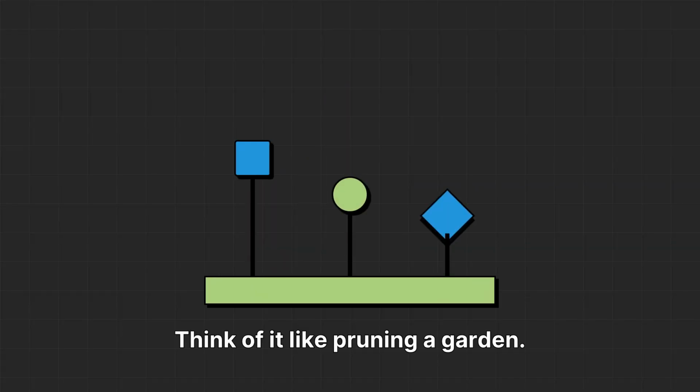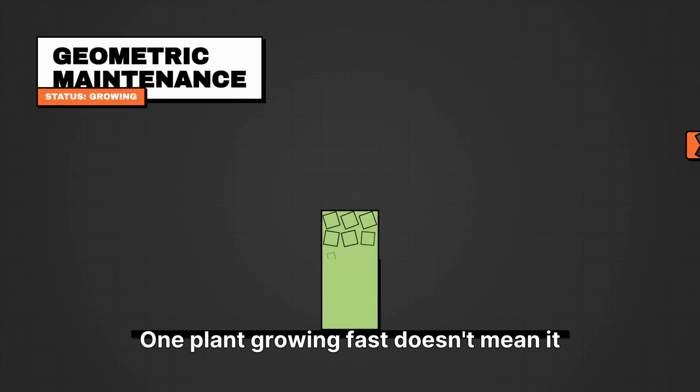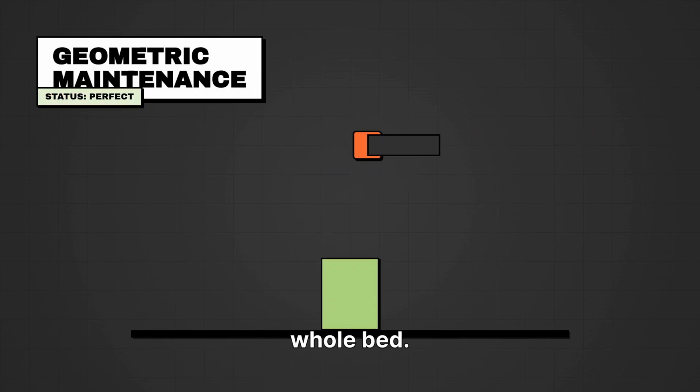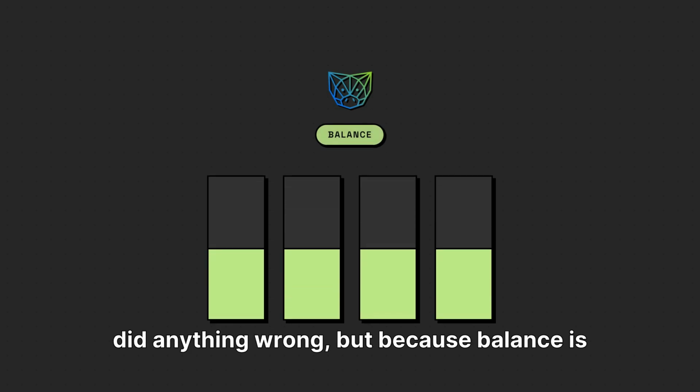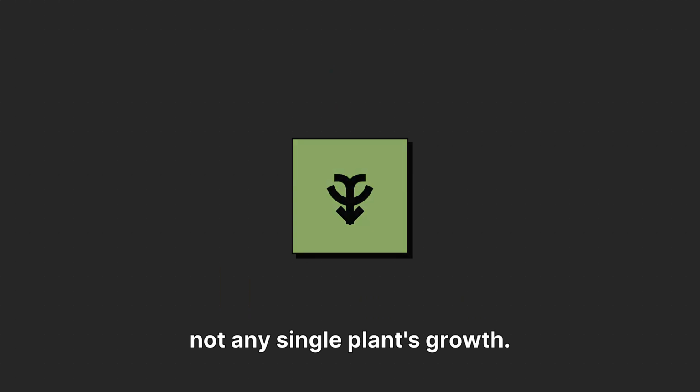Think of it like pruning a garden. One plant growing fast doesn't mean it should be allowed to take over the whole bed. Rebalancing trims it back, not because it did anything wrong, but because balance is the goal, not any single plant's growth.